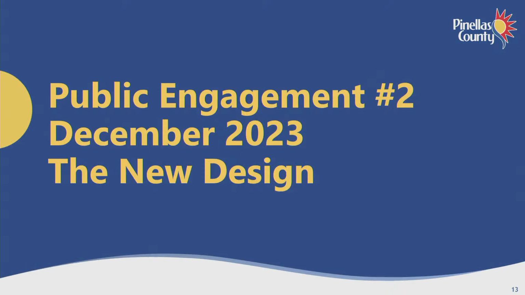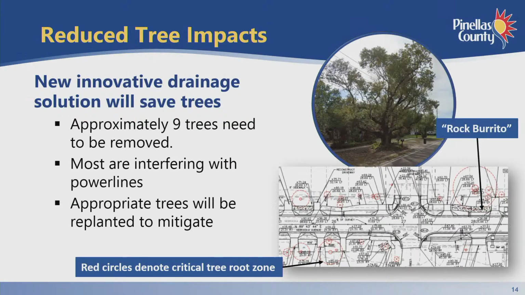So we took that, and we came back in December with a new design. We still had approximately 3 trees that needed to be removed along the corridor. Most of them are interfering with power lines and have been trimmed pretty heavily, so they're not in the best shape. We did find some innovative technologies to meander the sidewalk and create what's called a rock burrito around the root system to protect existing trees, and then we'll mitigate the 9 that would have to be removed. So this was a significant reduction from the first design.